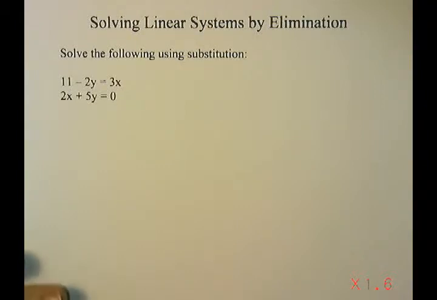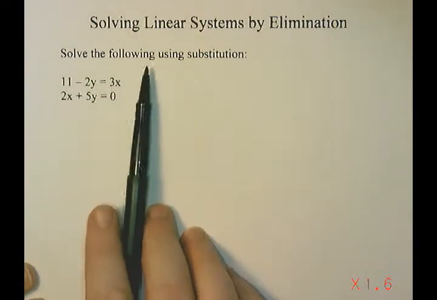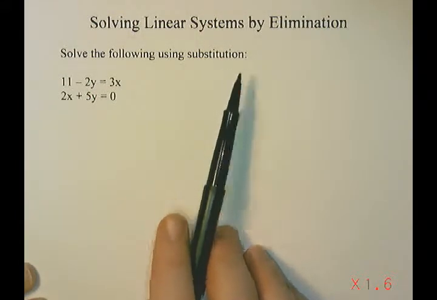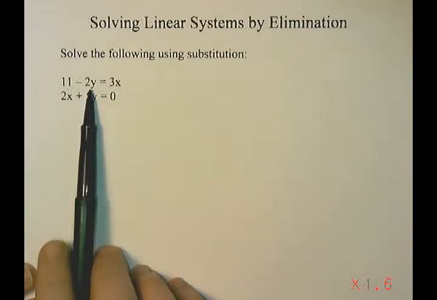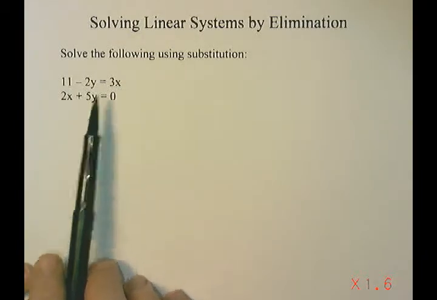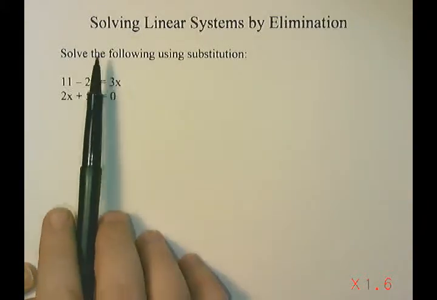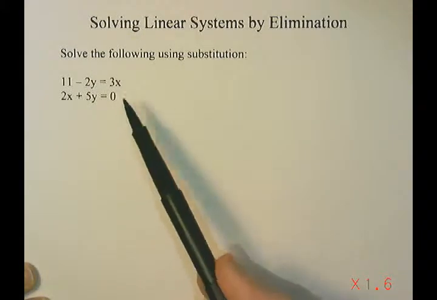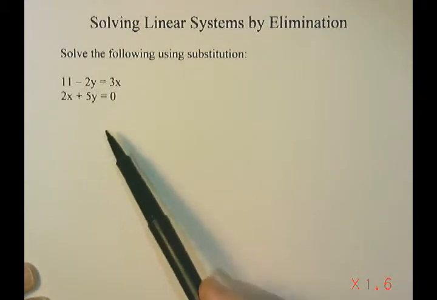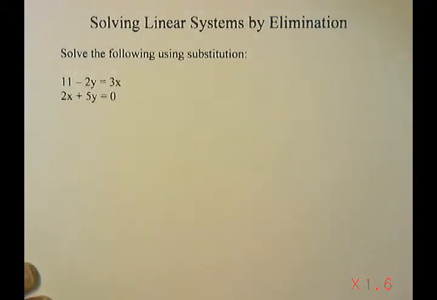Solving linear systems by elimination. Our question says, solve the following using substitution. And we have the equations 11 take away 2y equals 3x, and 2x plus 5y equals 0. So linear systems are, in this case, two lines. And solving means finding the point of intersection between those two lines.